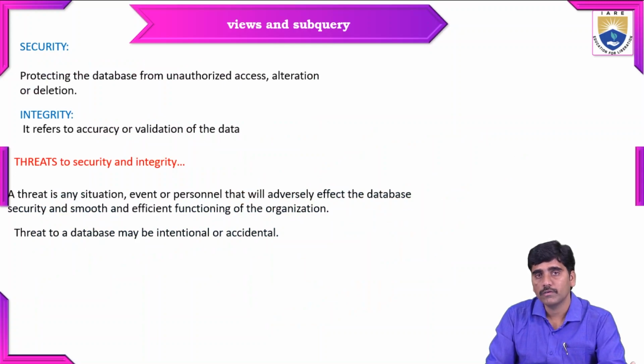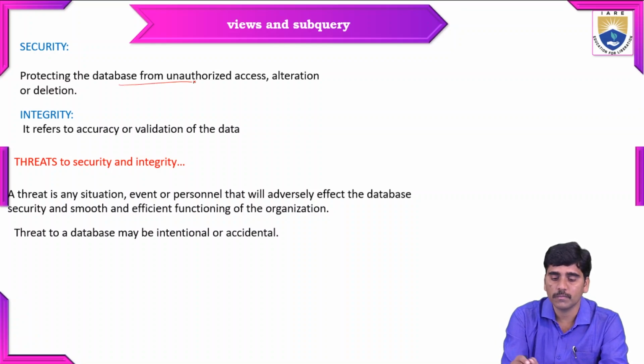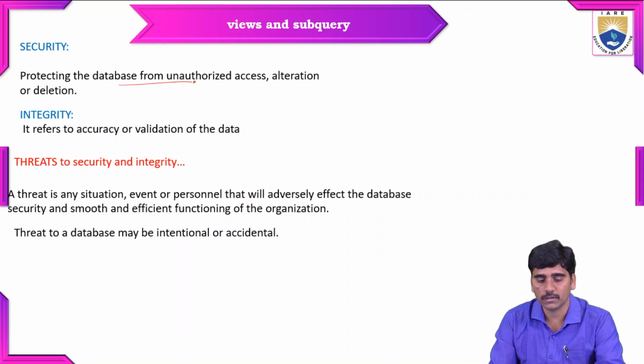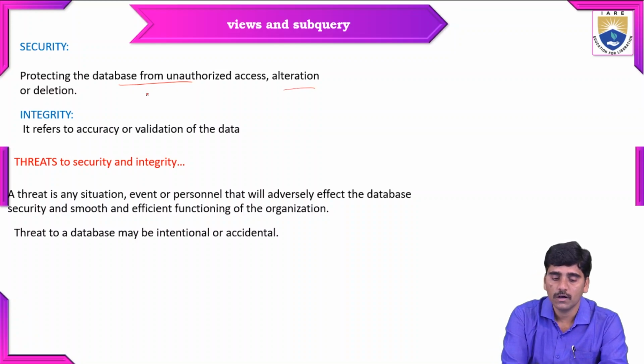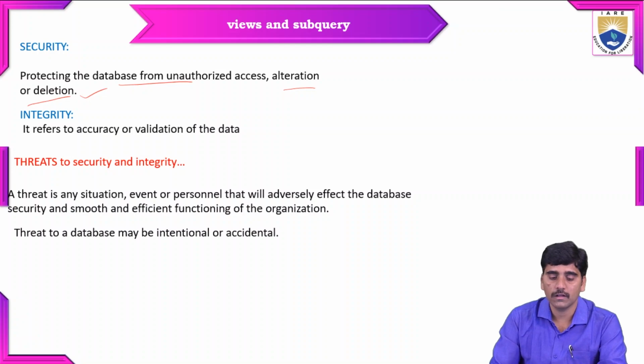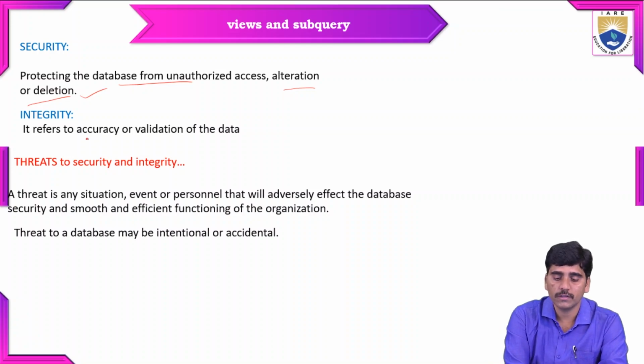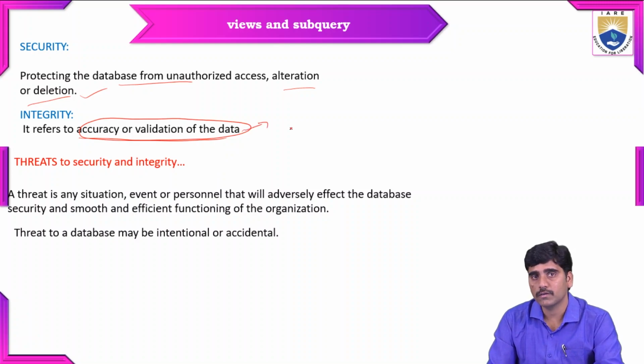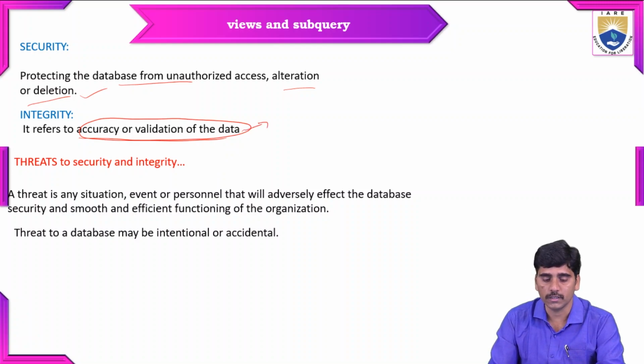From this we can have different types of security and integrity concepts. So what is meant by security actually? Protecting the database from unauthorized access, alteration or deletion. All this is nothing but protecting ourselves. So it maintains security and integrity. Integrity refers to the accuracy or validation of the data.